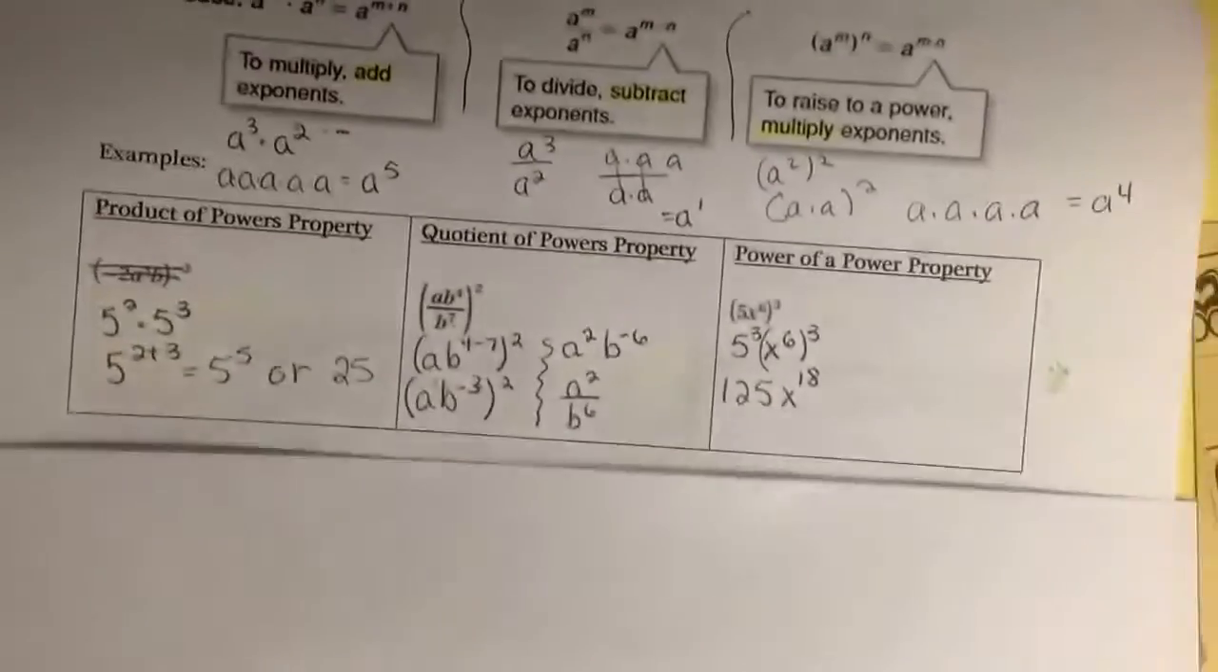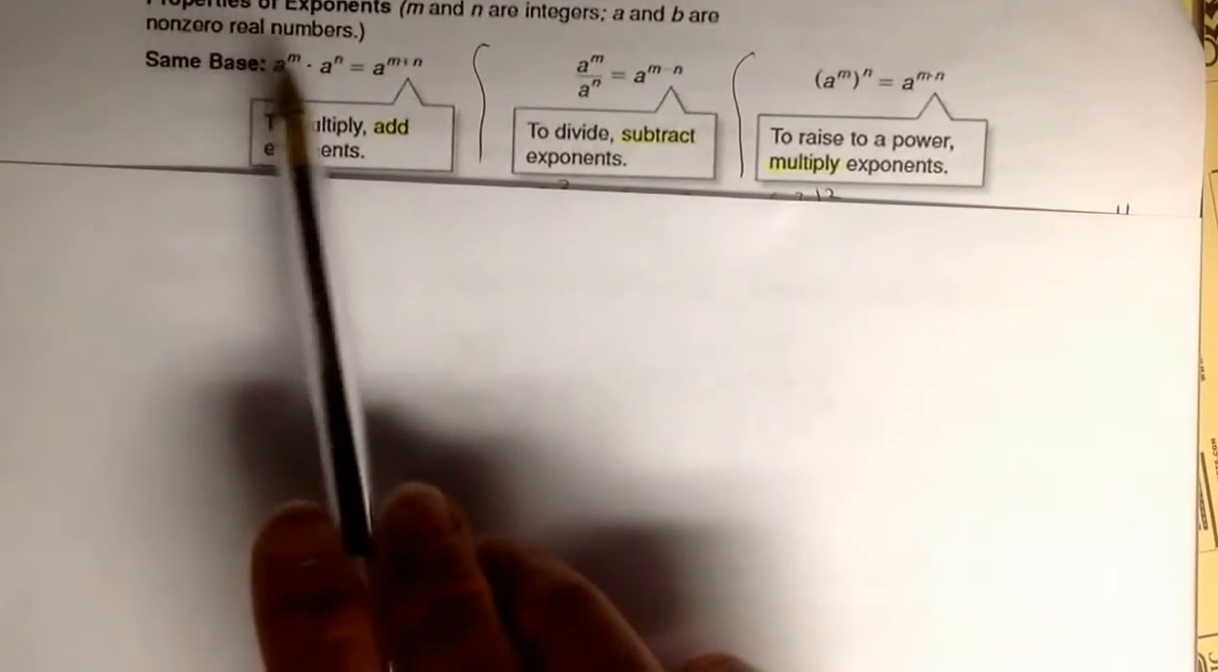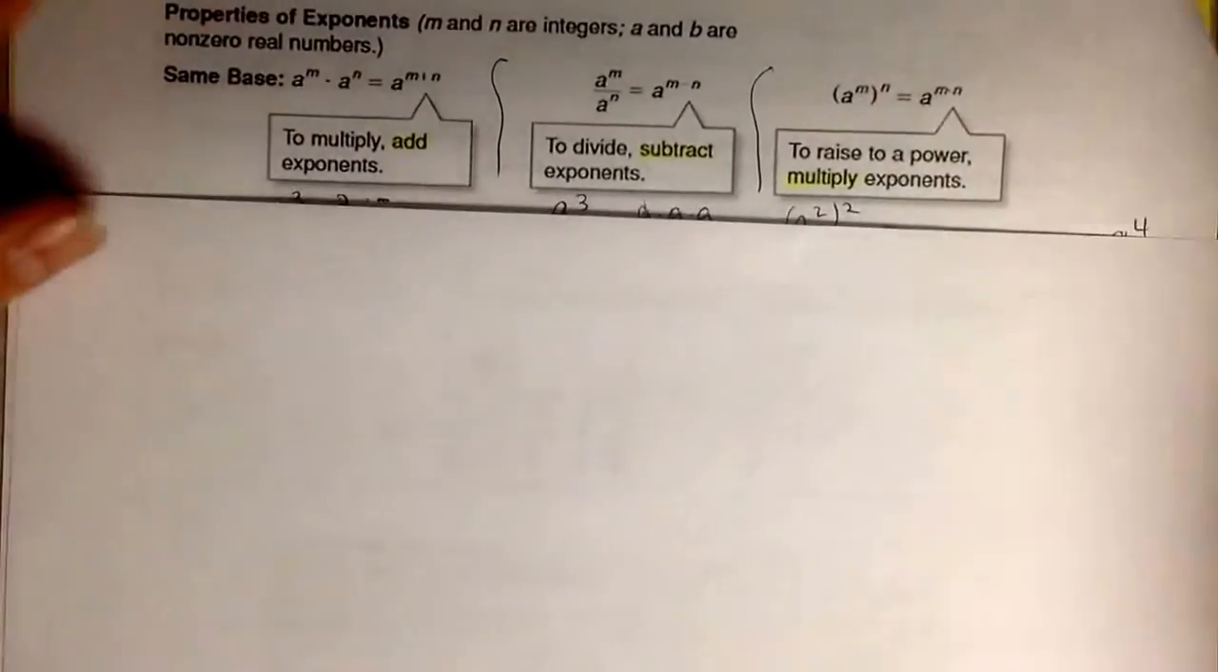On the next page, we have some properties of exponents that we need to go over, and I've highlighted the operations. When you have 2 bases that are the same and they're raised to a power, we just add the exponents. And I'm going to show you why that works.